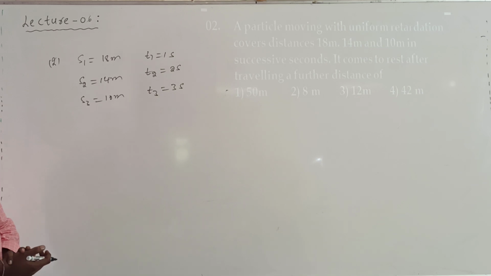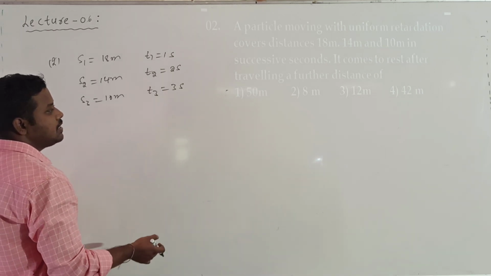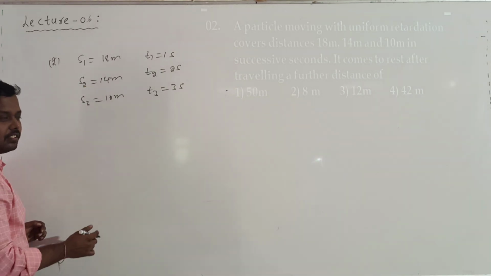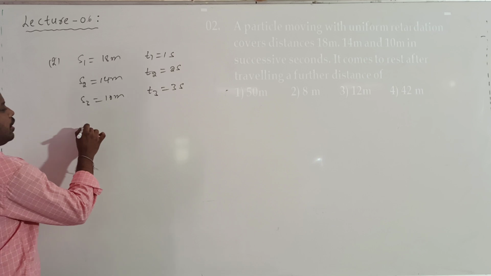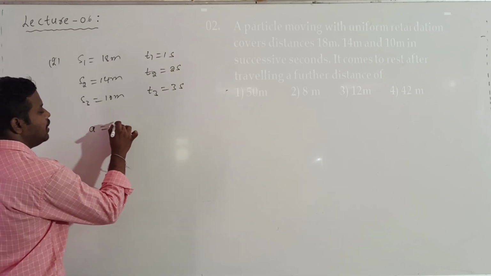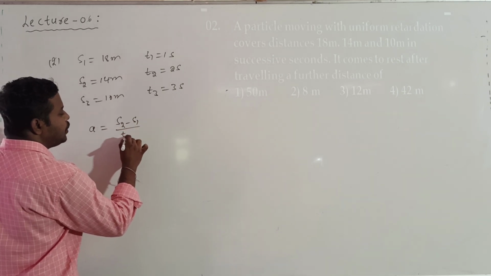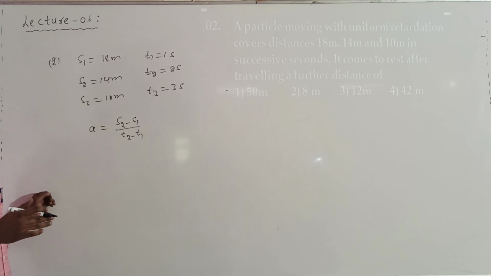Here the initial velocity is not 0. They ask us to calculate the further distance the body will travel before coming to rest after covering 10 meters. To calculate the distance, let me first calculate the acceleration value. In uniformly retarded motion we derived it: a is equal to (S2 minus S1) divided by (T2 minus T1). I discussed this. S1 and S2 are the distances traveled in the nth second of its journey.